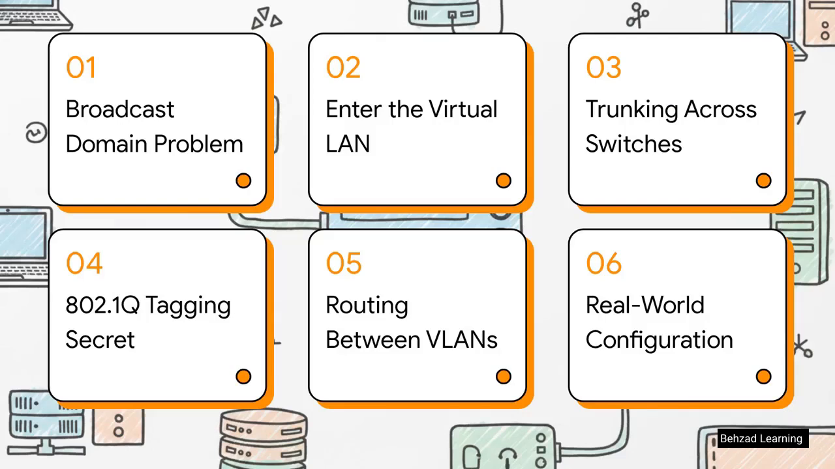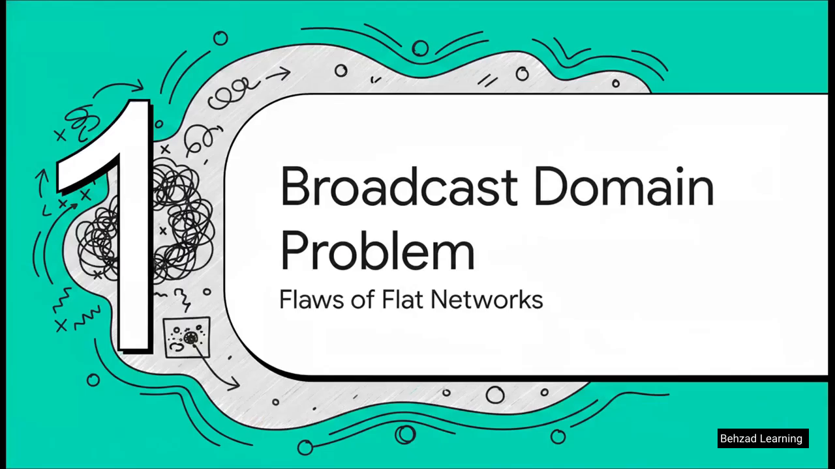So to make sure you never build a network that falls victim to a broadcast storm, here is our exact project roadmap. First, the broadcast domain problem. Second, enter the virtual LAN. Then, trunking across multiple switches, followed by the 802.1q tagging secret. After that, routing between the VLANs, and finally, real-world VLAN configuration. You'll definitely want to stick around for that last part, because that's the hands-on configuration you'll actually need on the job. All right, let's dive into part one, the broadcast domain problem and the flaws of flat networks.